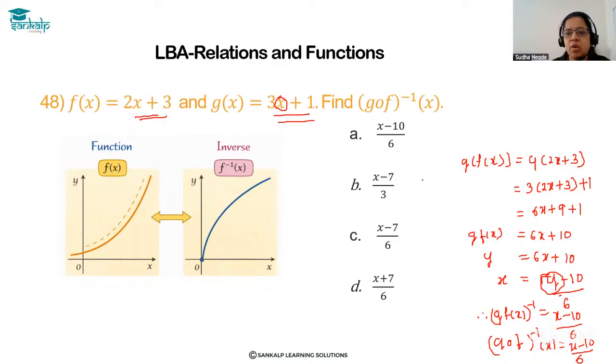So, check the option. Option A is the correct answer. Got it right? First step, what you have to do? You have to find G composition F. Take that one as y, then find x, replace y by x, that will be G composition F inverse x. Okay, so the answer is option A, x minus 10 by 6.